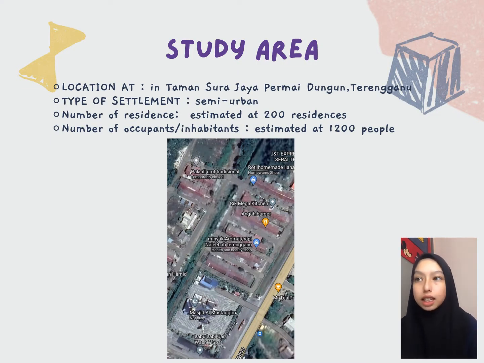Okay, next slide is about our study area. So we chose the location at Taman Surajaya Permai, Dungun, Terengganu. Type of settlement: semi-urban. Number of residents, we estimate at 200 residents. Number of inhabitants is estimated at 1,200 people. And this is the map, from Google Maps.